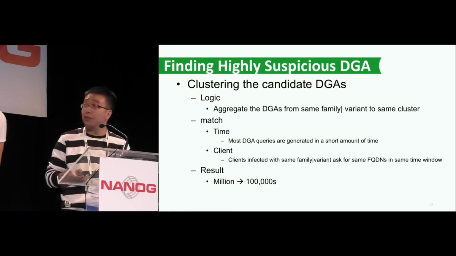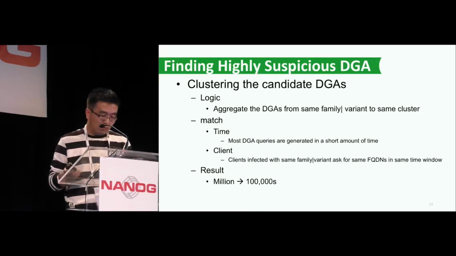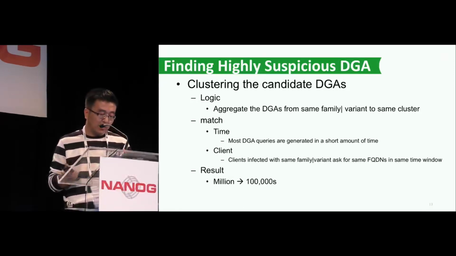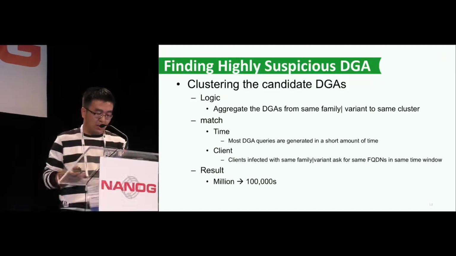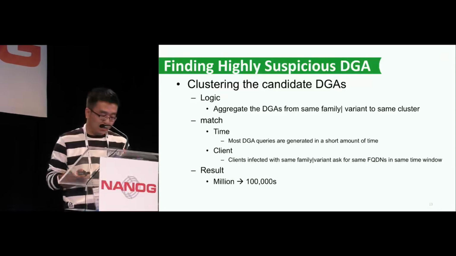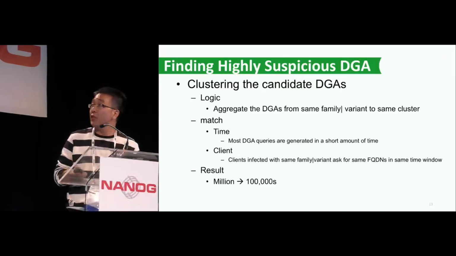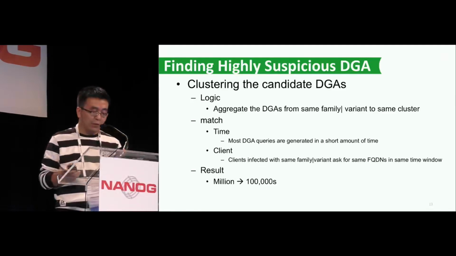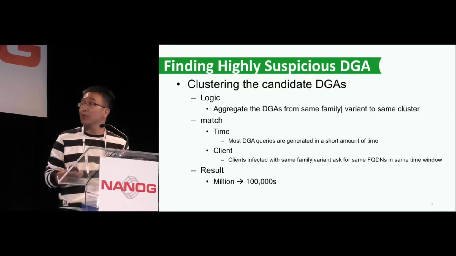There are two dimensions that can be used. Dimension one, time. When malware runs, it will keep asking for DGA domains until it finds one that is resolvable. Dimension two, client. Clients infected with the same DGA family should ask for some domain names in the same time window. After this step, the amount of data we need to focus on is greatly reduced.